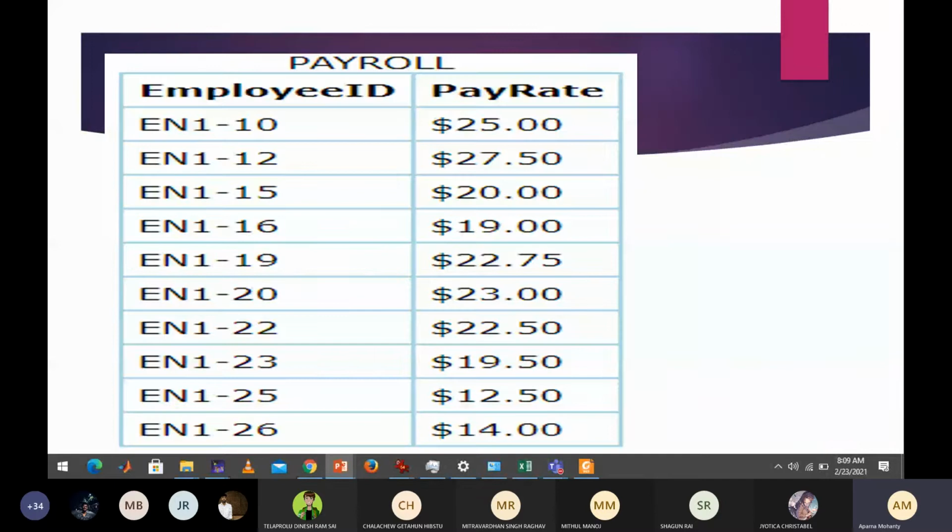Okay, so next comes the payroll. Payroll means the salary structure the employee gets. Depending on each employee ID, there will be a different payroll. So if you are asked to relate these two tables, is it possible or not?